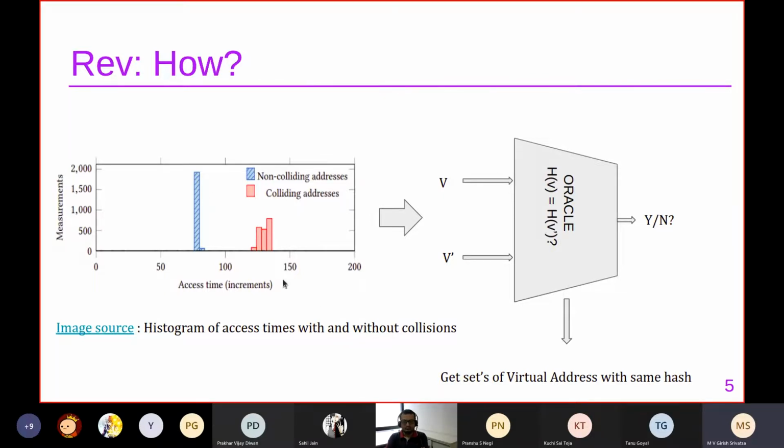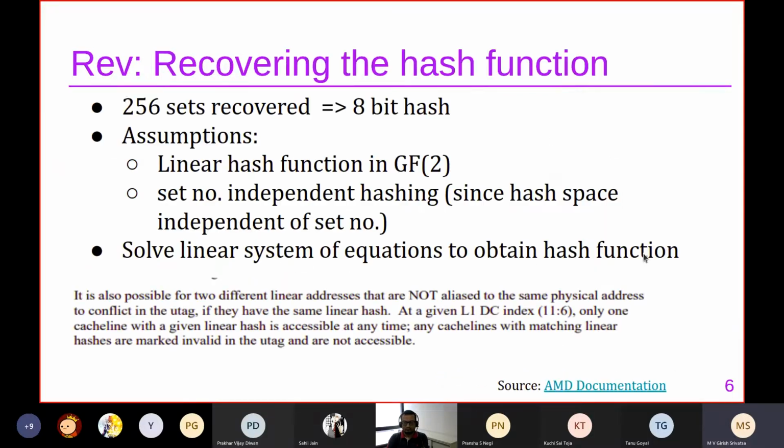We use this timing difference to build an oracle of whether two virtual addresses result in the same mu tag or not. Using this oracle, we can construct sets of virtual addresses, essentially partitioning the virtual address space such that within each set, all addresses result in the same representative mu tag. The authors utilized this algorithm and generated two to the power eight sets, which corresponds to an 8-bit hash. They made the assumption that this hash function is linear in terms of the virtual address, and in addition, that bits 6 to 11, which correspond to the set index, are not utilized within this hash.